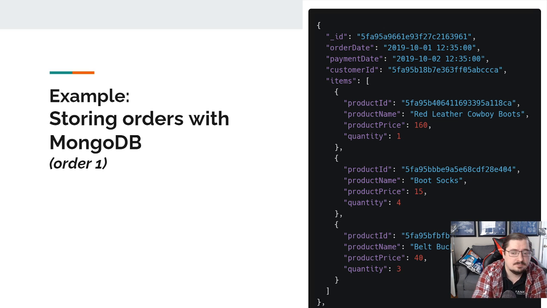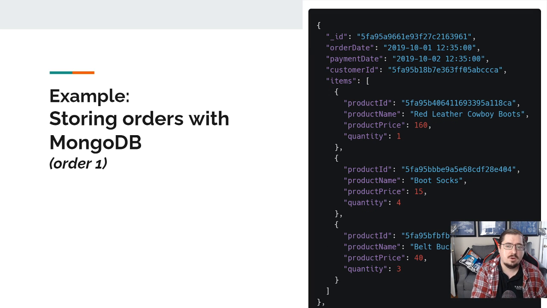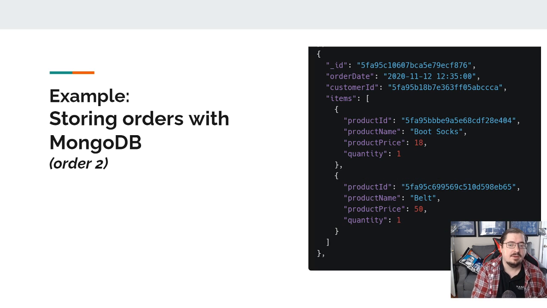Yeah. Okay. So that would be the first order. You can kind of see the data there. The second order would look like this. And one of the things you might notice there, if you pay close attention to the data on the first slide, is that the first one is paid for. There's a payment date. This one doesn't have a payment date. Do you see that? Yeah.